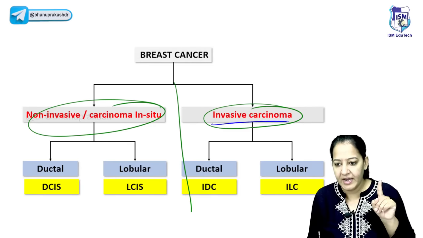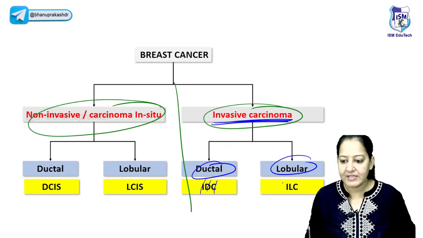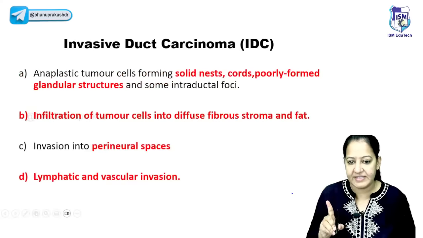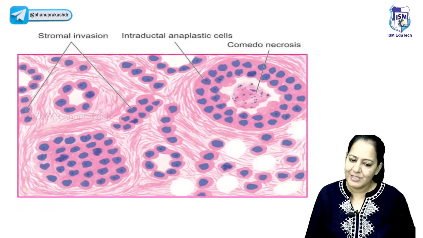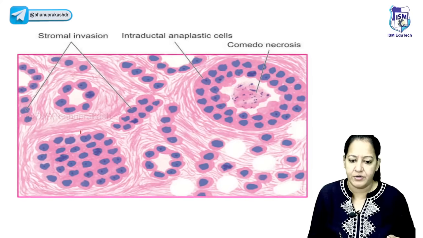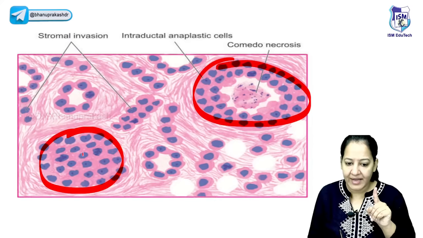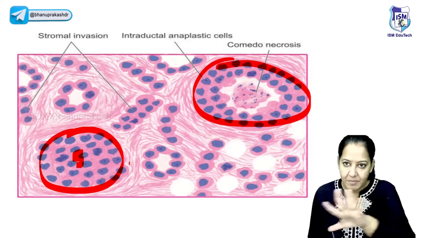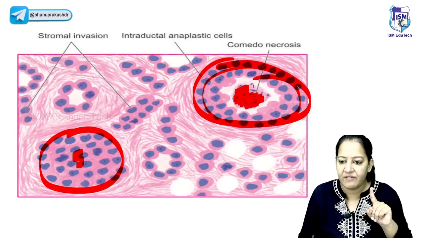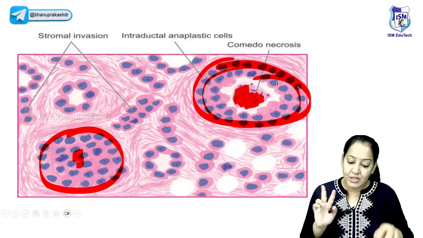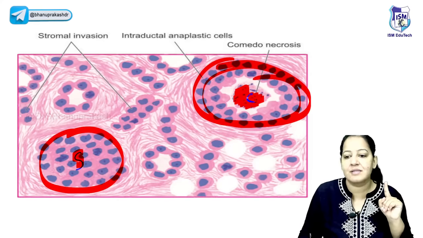Invasive carcinoma. Here also we have ductal and lobular: invasive ductal carcinoma and invasive lobular carcinoma. One by one we will see. This one is invasive ductal. What can you see here? It's very easy. If you know the basics, you can interpret. You can see a ductule. In this ductule, I can see the solid pattern. The tumor cells are arranged back to back. In this one, I can see necrosis at the center and tumor cells at the periphery. So this one is comedo. So I can see 2 types of DCIS out of 4 here: the solid type and the comedo type.